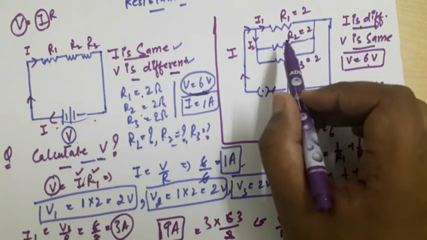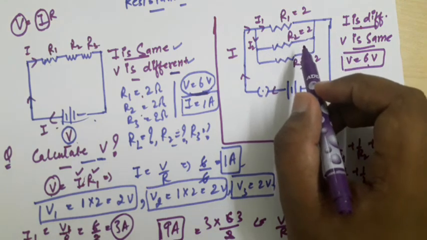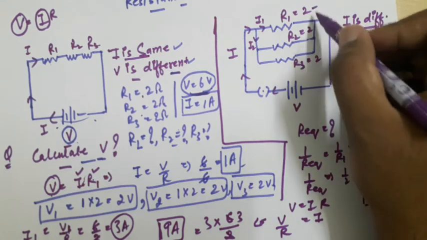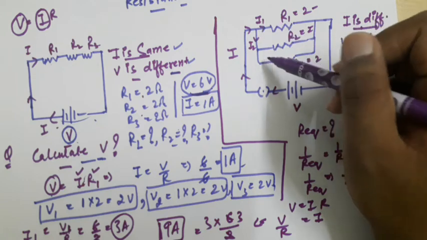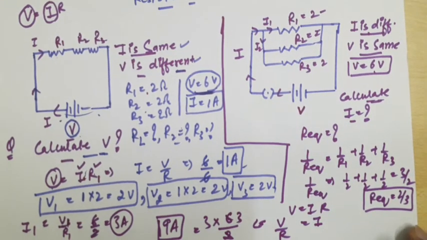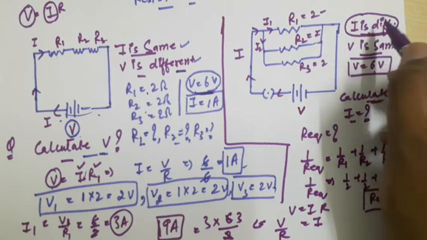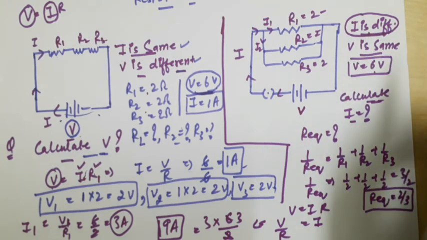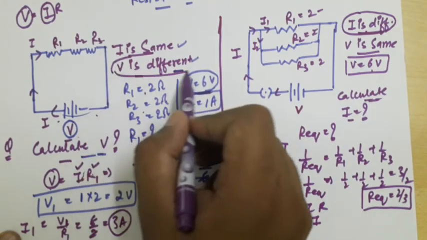So in the case of parallel, current must divide equally, right? When the resistance is the same, the current divides equally. And in all the 3 cases, 3 ampere current should be there, right? So this is the parallel case. So in this parallel arrangement, we have to find I because I is different, right? And in the case of series, we can find V because V is different.